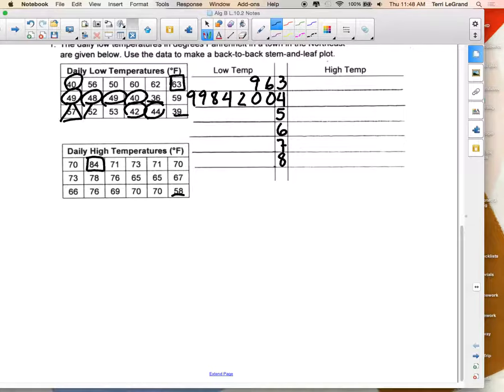1, 2, 3, 4, 5, 6. Okay, go ahead and get your leaves made for the 50s. All the temperatures in the 50s. There should be 6 leaves, from least to greatest, working inside out.